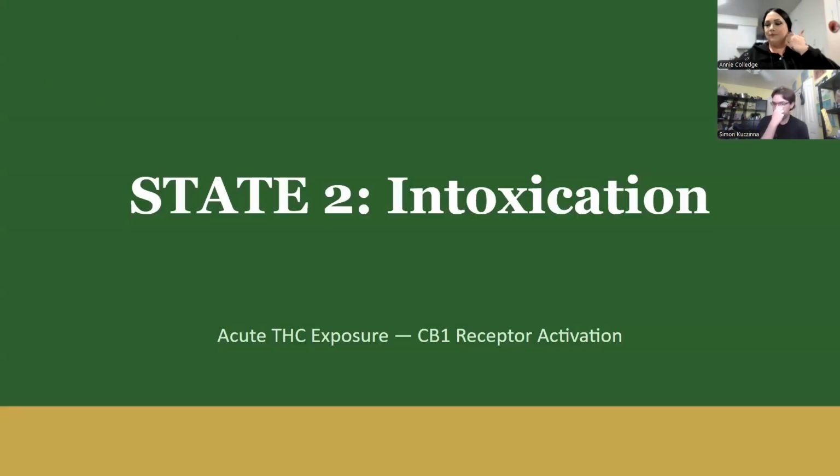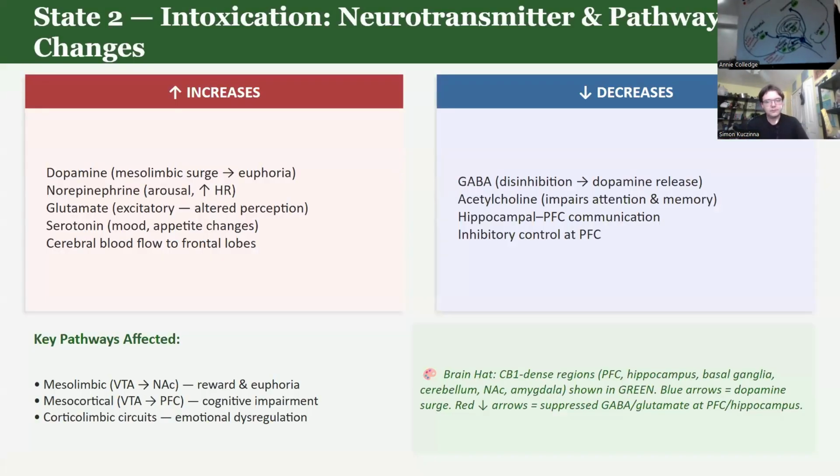And then for our intoxication stage, we'll go through this in more detail. I'll put up the slide as well. When THC enters the system, it floods the CB1 receptors throughout the brain almost simultaneously. Dopamine surges through the mesolimbic pathway, from the VTA to the nucleus accumbens, and that's where the euphoria comes from. Norepinephrine goes up, increasing arousal and heart rate. Glutamate and serotonin also increase, which contributes to altered perception and mood.